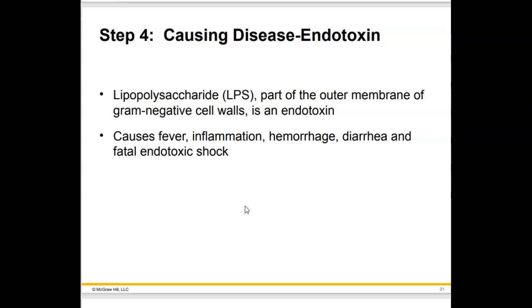So these lipopolysaccharides are not easy to neutralize. There's no effective therapy to counter their effects within the body. So it's something you just kind of have to endure. All right.